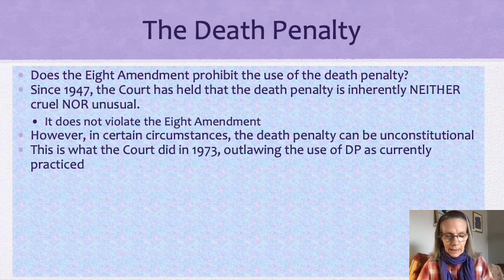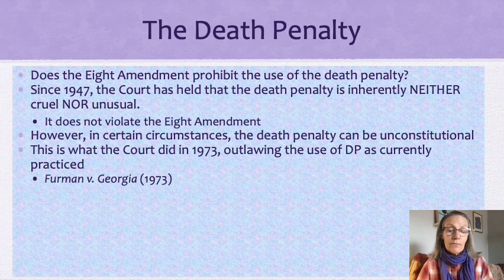Because in the United States, there have always been people who feel that the death penalty is inherently cruel and unusual punishment, that it is inherently a violation of the Eighth Amendment. And so anti-death penalty interest groups will often bring cases to the Supreme Court to raise the question about whether or not the death penalty is constitutional. And so that happened in 1973. The name of the case is Furman v. Georgia. You'll read a little bit about it in your textbook.